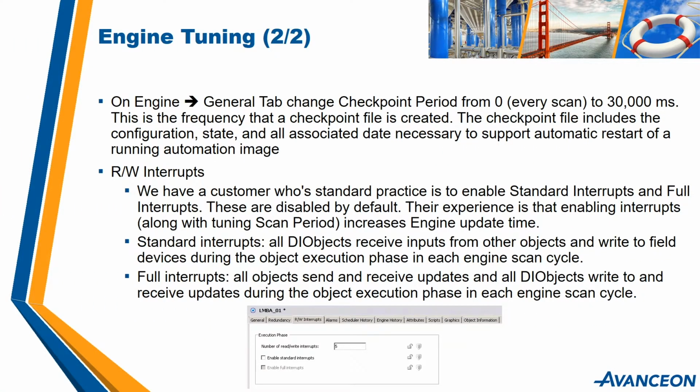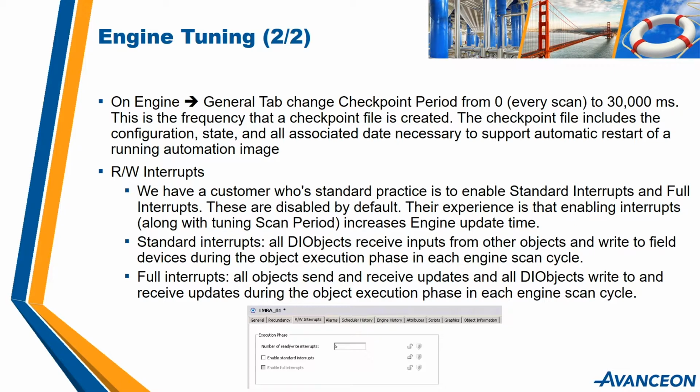Continuing on engine tuning. On the engine tuning, we recommend changing the checkpoint period from 0 to 30 seconds. This is the frequency that a checkpoint file is created. And you don't need to do this every scan. So let's use those resources elsewhere.